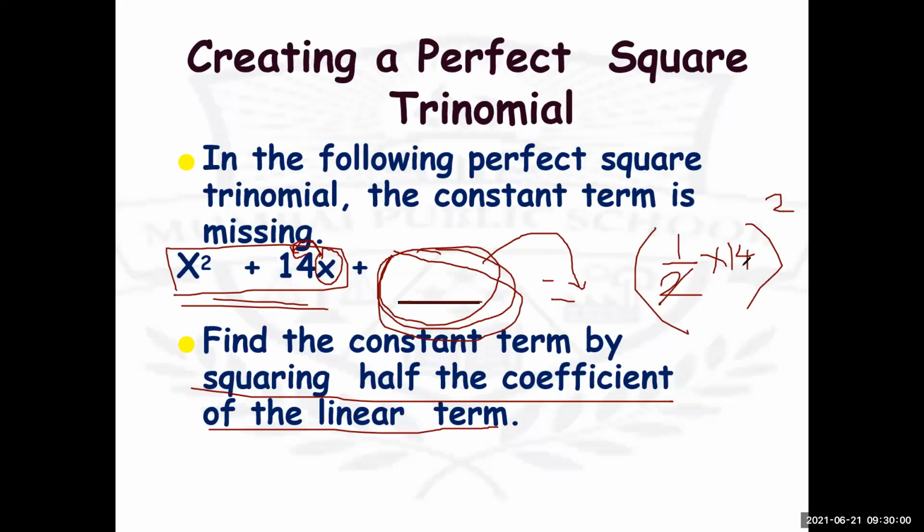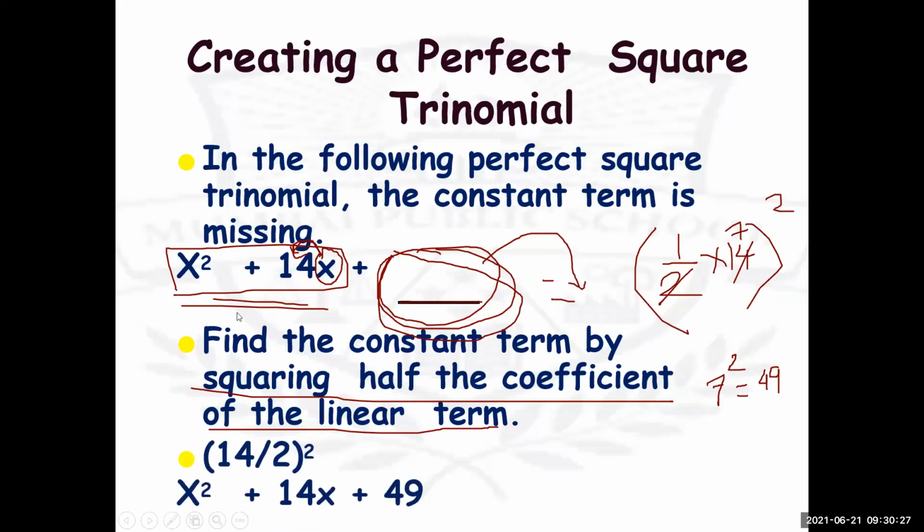So half of 14 means what? Half into 14, so 2 and 14 would be reduced, and you get 7 square. What is 7 square? It is 49. So this 49, whichever value you have got, you are going to add it in place of this blank.